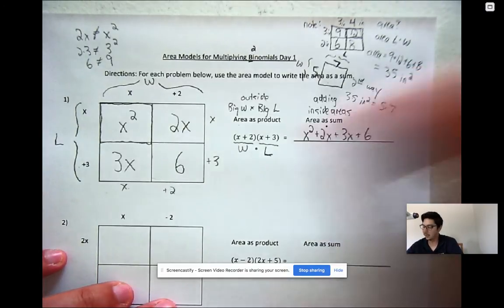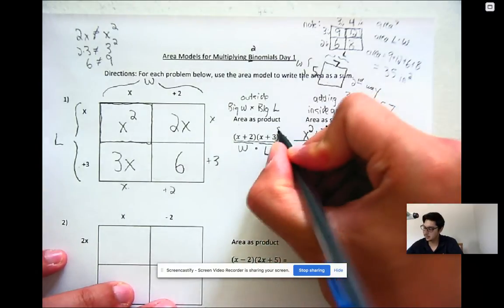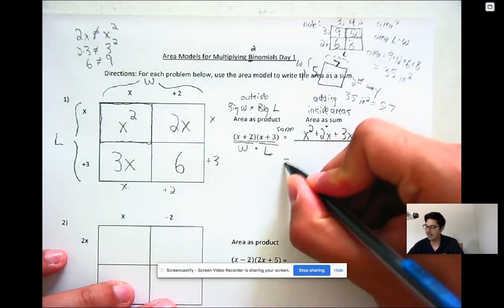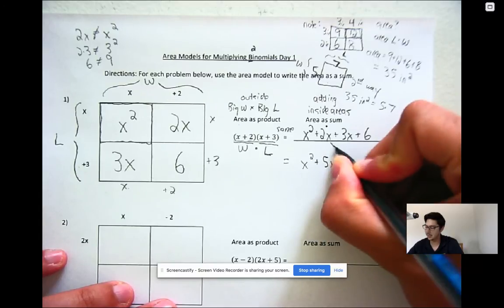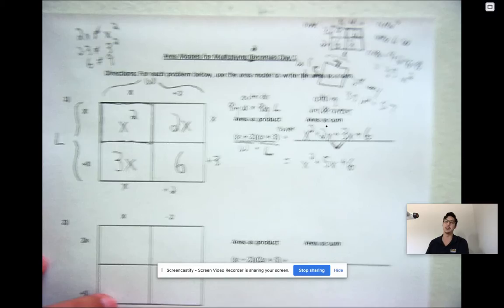And there you go. These two things, this is the same as this because they're both area. If you wanted to simplify it technically, you could write this as x squared plus 5x plus 6 because these two are like terms. They both just have an x. But either answer is correct.